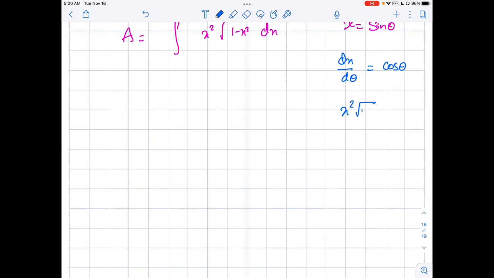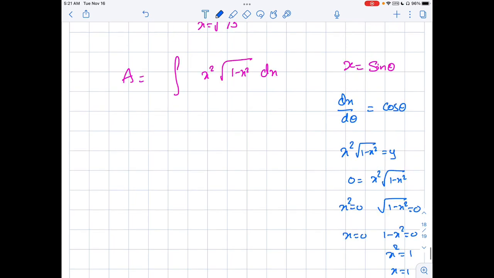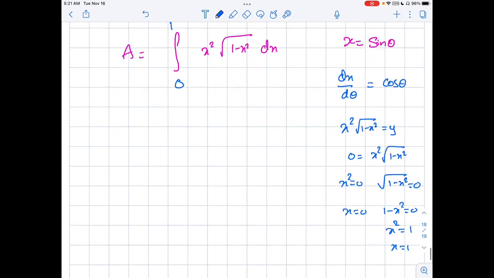x square times square root of 1 minus x square is equal to y. So y is equal to 0. So 0 is equal to x square times square root of 1 minus x square. So either x square is equal to 0 or 1 minus x square is equal to 0. So either x is equal to 0 or x square is equal to 1, x is equal to positive 1. So the limits will be 0 to 1.